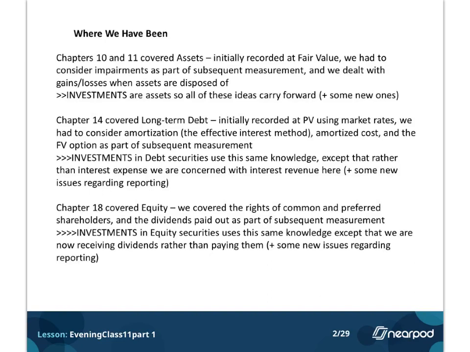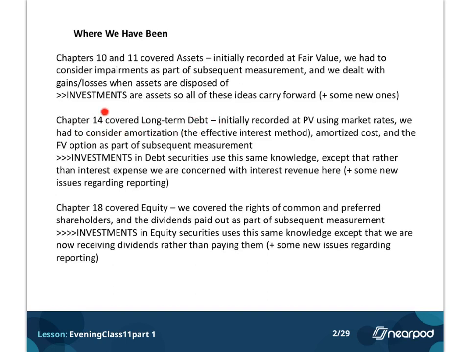Just talking about where we have been and in terms of our chapters we've already covered. We talked about the fact that we have spent a lot of time on assets in chapters 10 and 11, looking at how we record them at fair value. We had to think about impairments. We talked about gains and losses when assets are disposed of. So those are all ideas that are going to carry forward into chapter 12 because we're talking about assets again, but we're going to add some new reporting issues to the story.